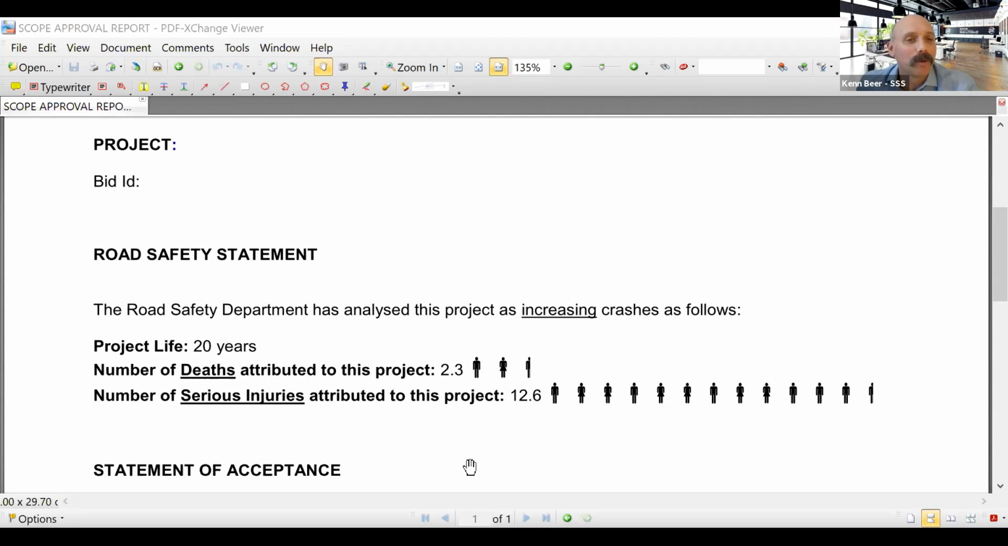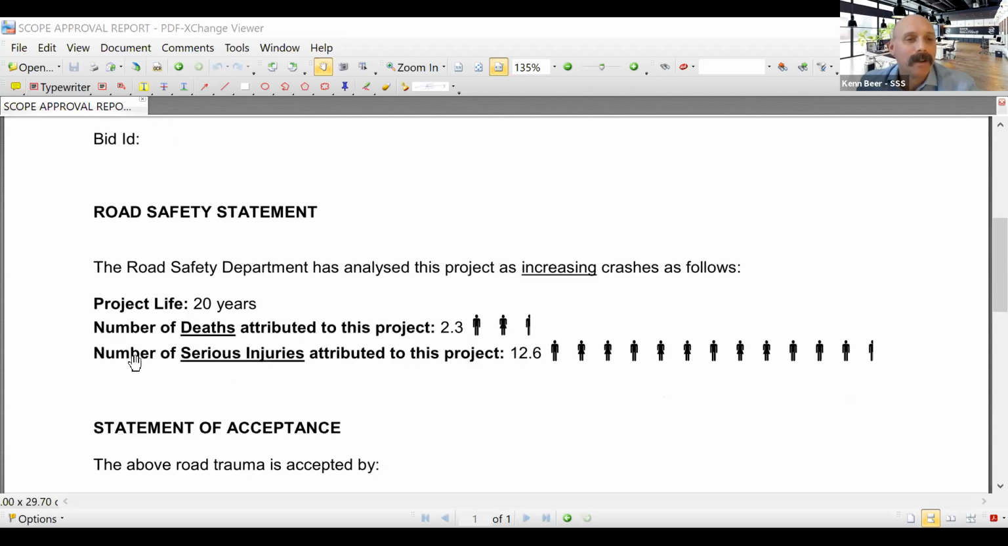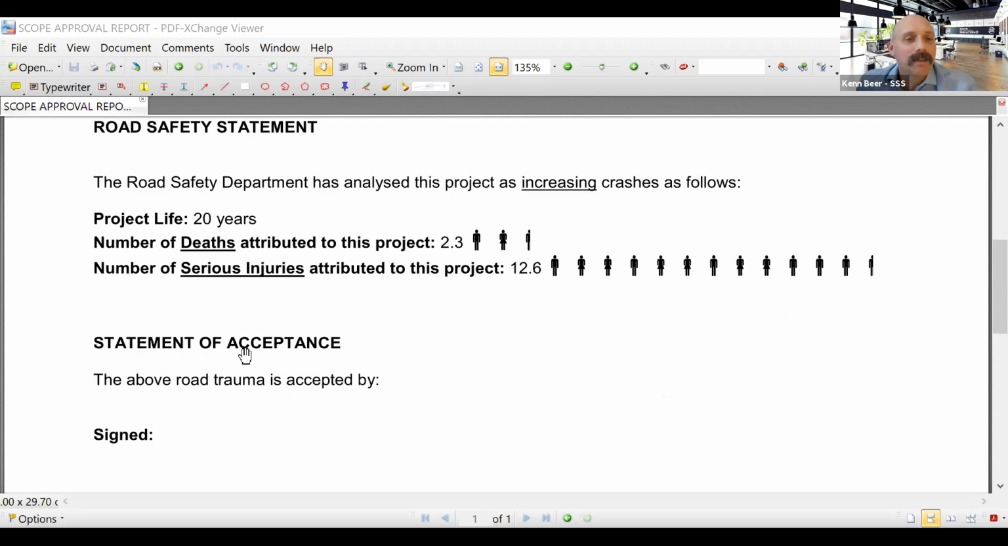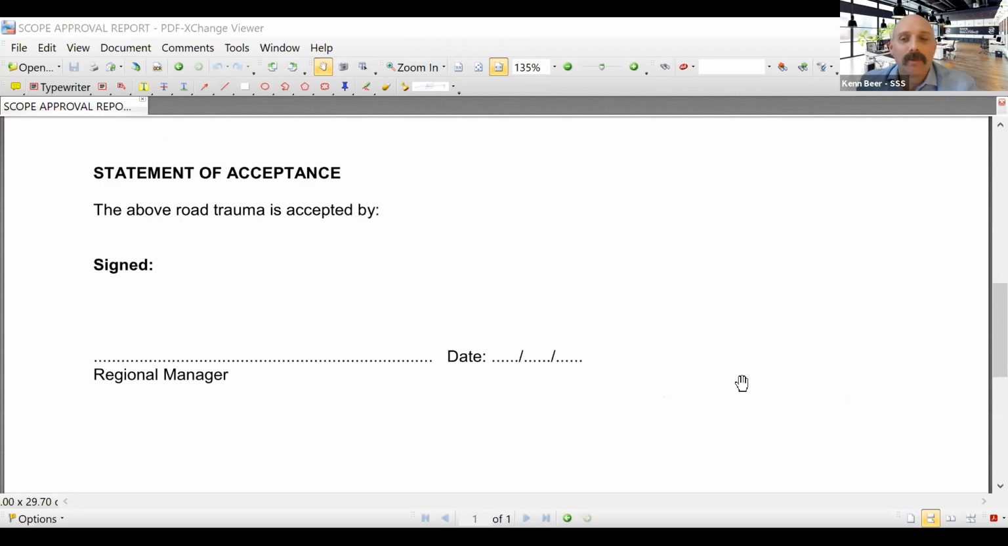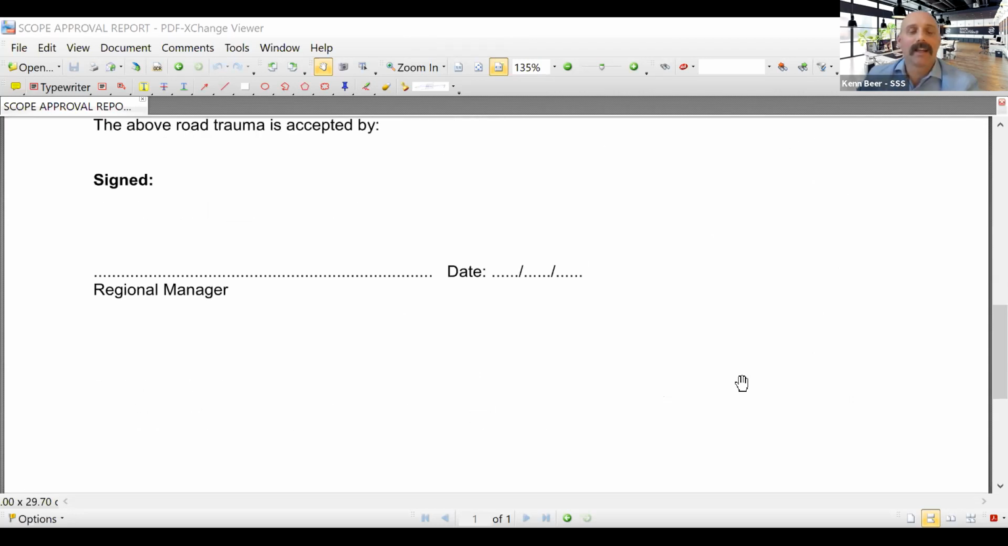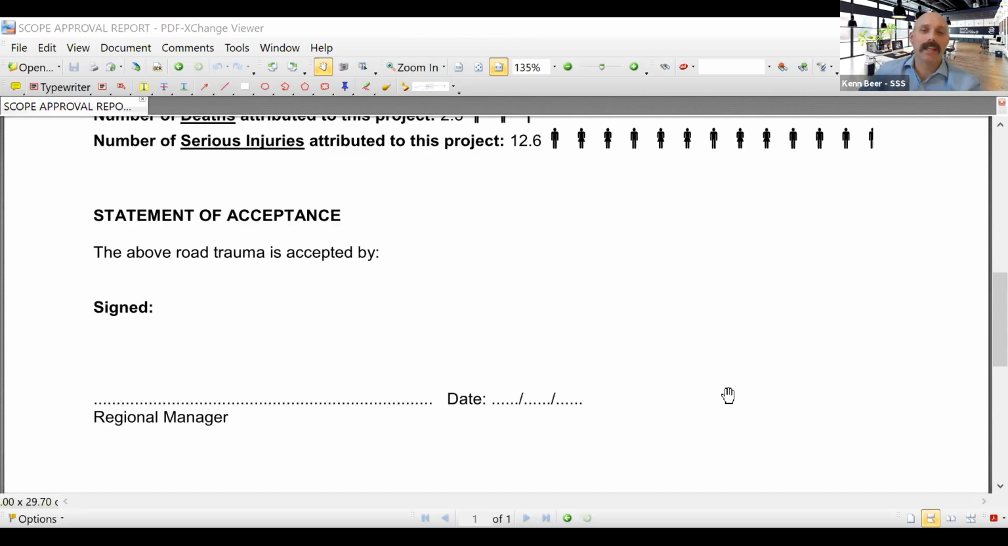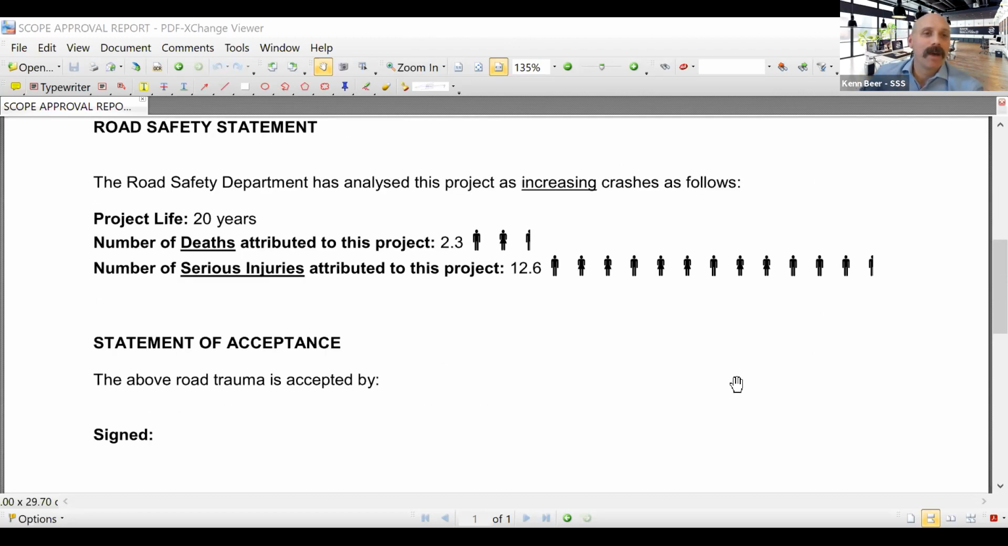Little pictures of people to remind them we're talking about people here. Number of serious injuries attributed, 12.6. Statement of acceptance, the above road trauma is accepted by, and then sent that on top of the design back to say, yeah, okay. You're making a decision here to get a little bit more efficiency out of your network, and you've got to accept you're going to kill some of the community to do that and seriously injure a lot of them.